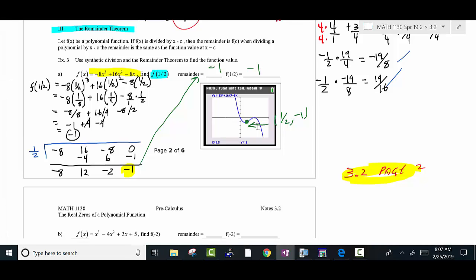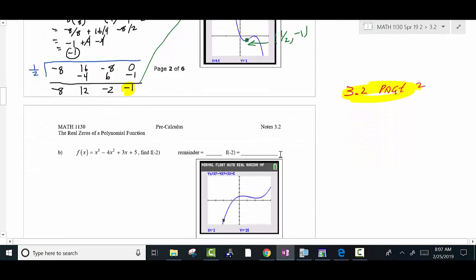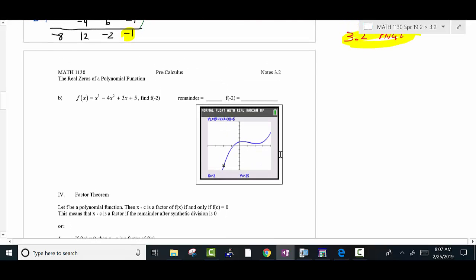Okay, all right, that's what the remainder theorem is. We're going to look at a couple of these, and the next one we're just going to do the remainder theorem. We're not going to evaluate it. So what you want to do with this is find f of negative 2, so you want to go ahead and get everything set up in your synthetic division.